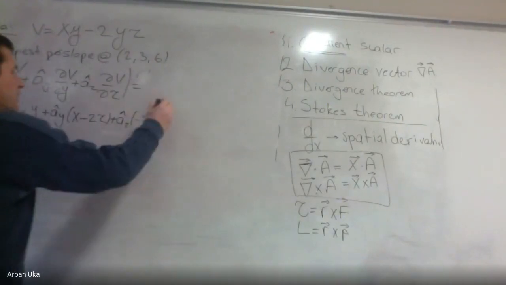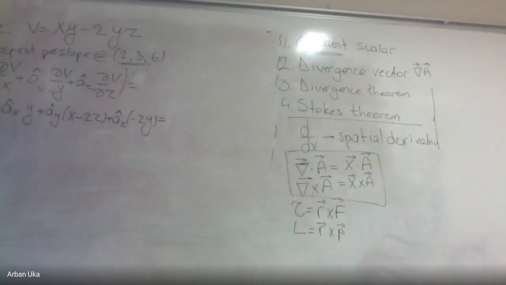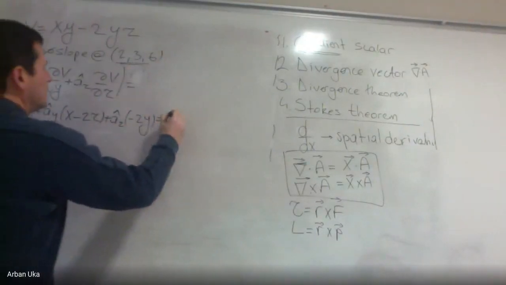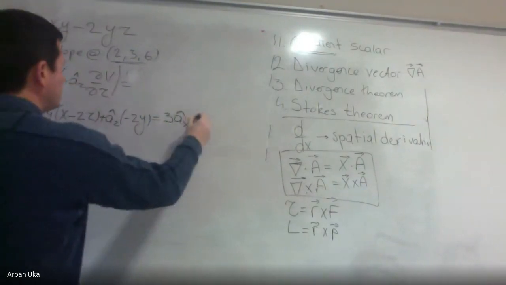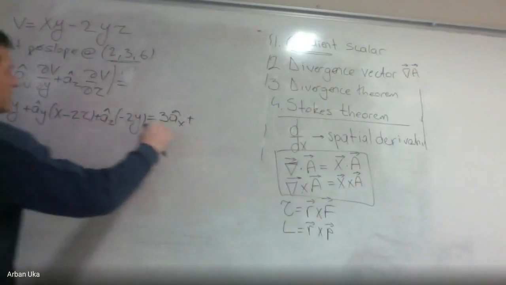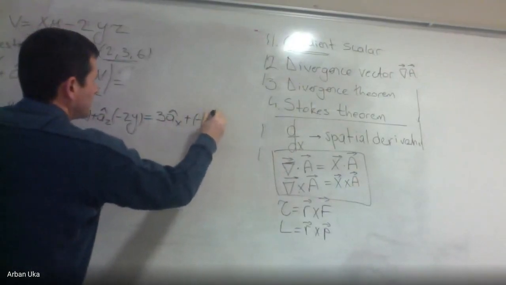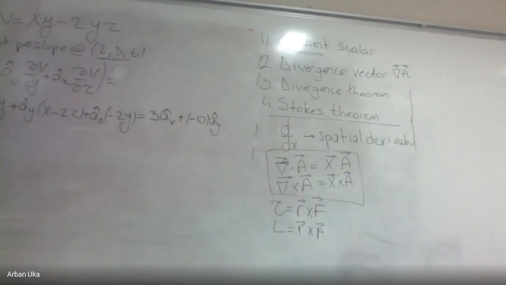Now, if we want to evaluate this at the point (2, 3, 6), y is 3, so this is 3 ax. Plus, x is 2, so 2 minus 12 is minus 10, so this is minus 10 ay. And for the az, we have minus 2y.